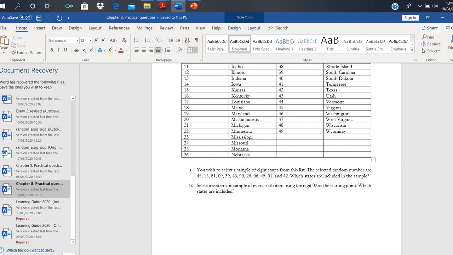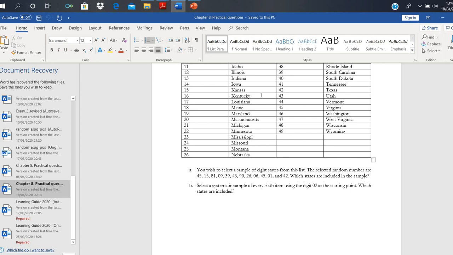Now you are asked, you wish to select a sample of 8 states from this list. So they're asking you to select a sample of 8 states randomly from this list of 50 states. The selected random numbers they give you are 45, 15, 81, 09, 39, 90, 26, 06, 49, 01, and 42. So now the question that is asked is, which states are included in the sample?